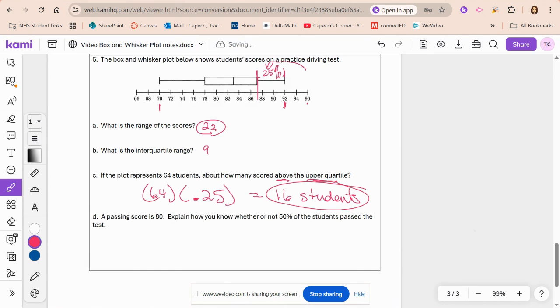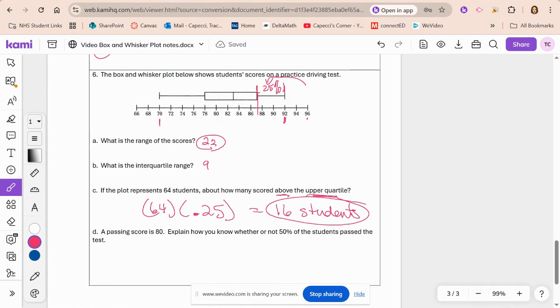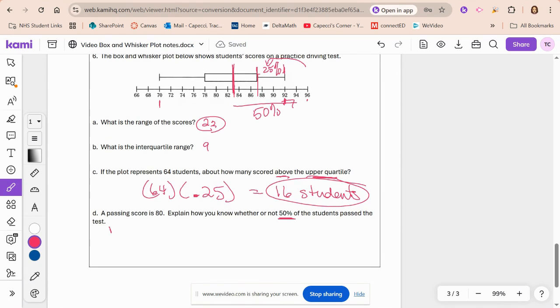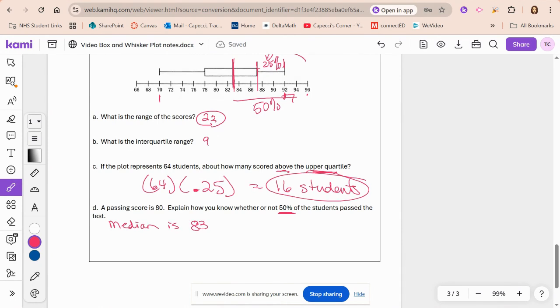Okay, let's take a look at the last question. It says, passing score is 80. Explain how you know whether or not 50% of the students pass the test. So 50% of the students would be the middle, or the median, and above, right? That's 50% of the students. Now, I can see that the median is 83. So 50% scored above 83. It's saying the passing score is 80. So therefore, we know we're good because 83 is greater than 80. And we know that 50% or more passed the test.